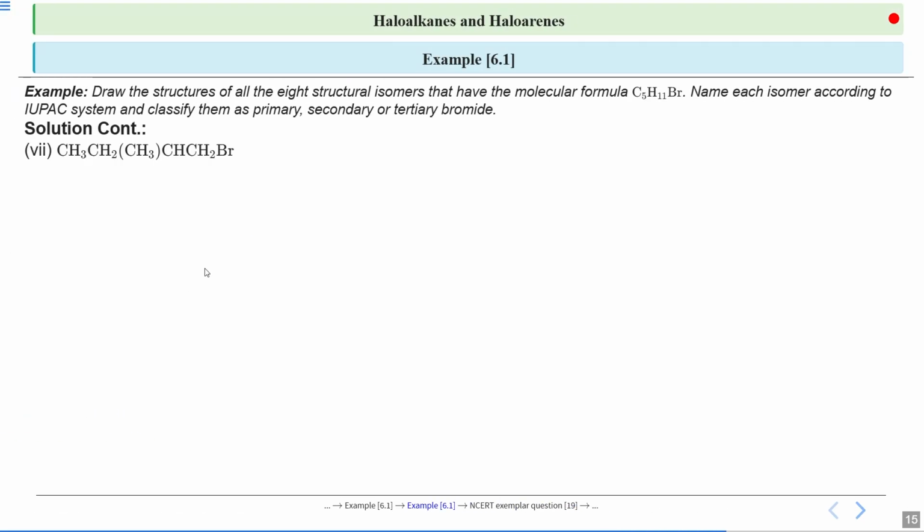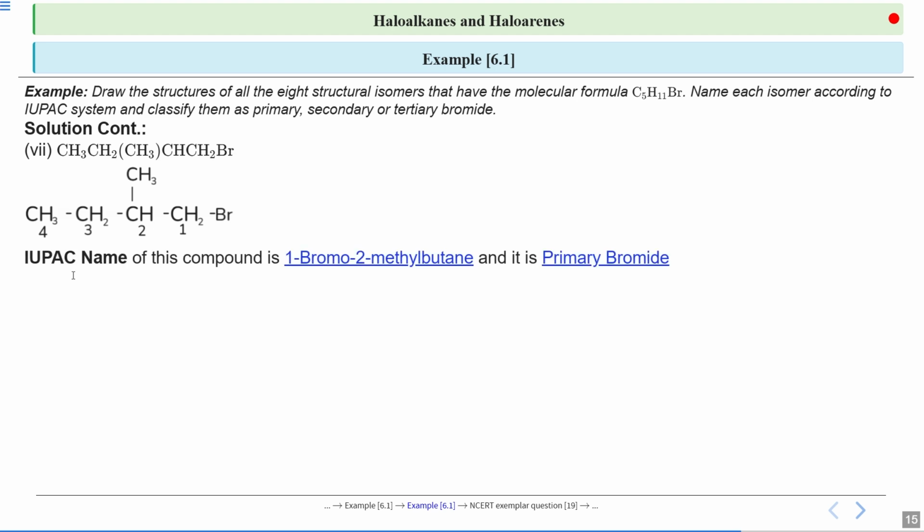Now let's see the seventh isomer, that is CH3, CH2, CH3, CH, CH2, Br. The structure of it is CH3, CH2, CH, at which CH3 is present, then CH2, Br. When you do the numbering, the lowest number will be at the carbon at which bromine is present, and then 1, 2, 3, 4. The IUPAC name of this compound is 1-bromo-2-methylbutane because 4 carbons are there in the parent chain. 1-bromo-2-methylbutane, and it is a primary bromide.